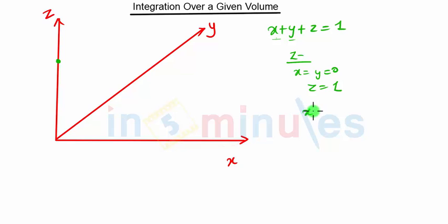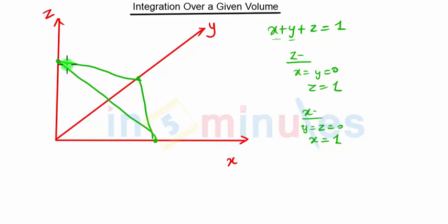Similarly, to find the point on the x-axis, we will put y and z equal to 0. Then we get x equal to 1. So this is x equal to 1. Then we do a similar thing and we will get y equal to 1. When we join these 3 points, we will get the plane. So this is our plane. We have to find the volume enclosed by this plane.